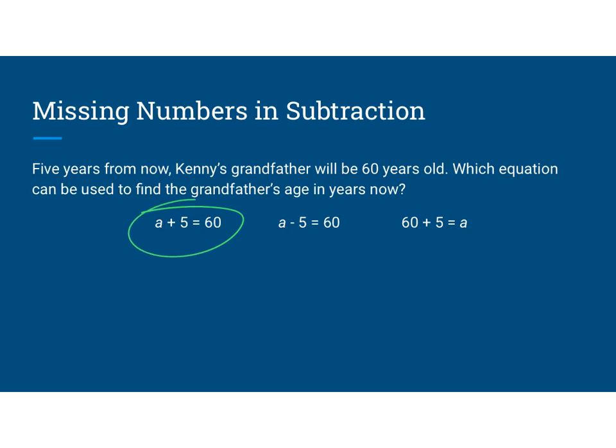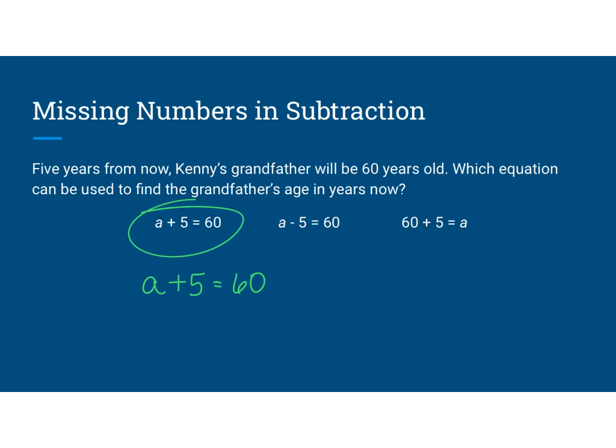We don't know how old Kenny's grandfather is now, but 5 years from now, he'll be 60. So if we take his age right now, which is represented by the letter A, and we add 5 years to it, that makes him 60. So would this work? Would this help us figure out? Okay, well, let's figure out how old he is right now using this equation. Can we solve this? If we solve this, what would A equal?